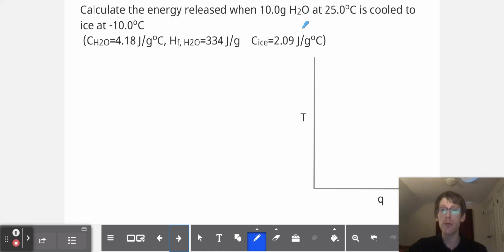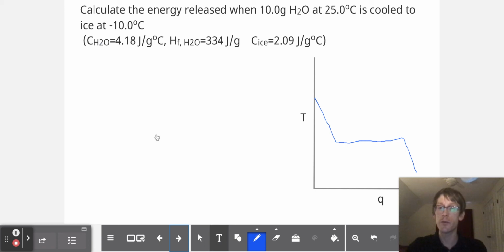So if I know that we are at 25 degrees Celsius and we're in the liquid phase, we're going to start off at 25 degrees Celsius and go down, down, down as heat is removed. And we eventually hit 0 degrees Celsius, and that's when we start freezing. And then we cool it to ice at negative 10. So right now we're at the freezing point, 0 degrees Celsius, and we need to continue going downward as well. So we need to do a 3-part calculation.